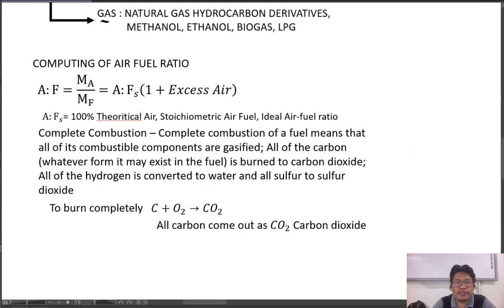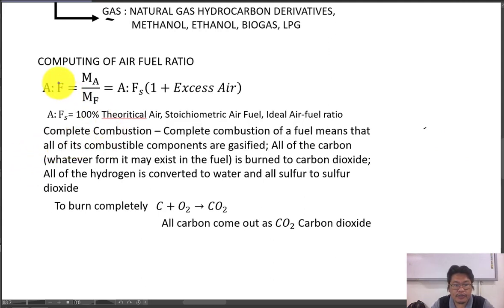Now for computing the air-fuel ratio, we have these equations. The air-fuel ratio is the ratio of the mass of air divided by the mass of fuel. This is the actual air-fuel ratio. It is equal to the stoichiometric air-fuel ratio, represented by A/F subscript S, which means a stoichiometric calculation, multiplied by 1 plus your excess air. That gives the actual. Stoichiometric is your ideal. So if you multiply it by 1 plus excess air, that will be the actual air-fuel ratio.